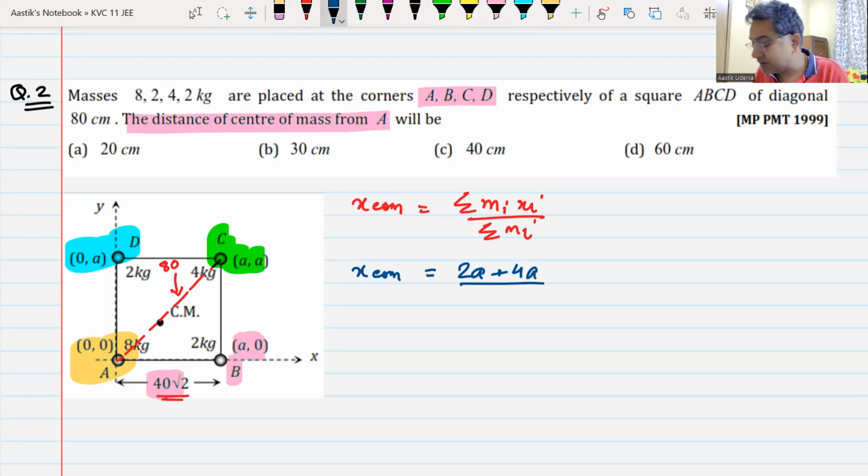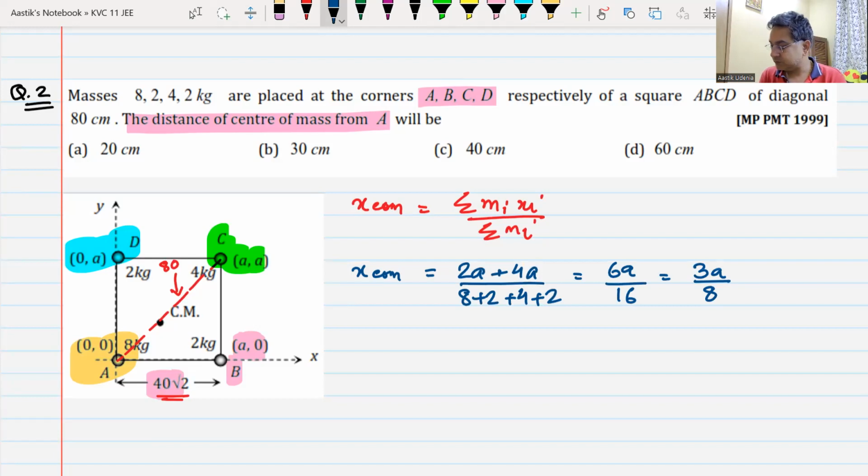Divided by the total mass of the system, 2 plus 8 plus 2, 10 plus 4, 14 plus 2, 16. So what do I get from here? 6a divided by 16, 3a by, I think, 8. And a is nothing but 40 root 2. So I get 15 root 2. Yes or no? No or yes?